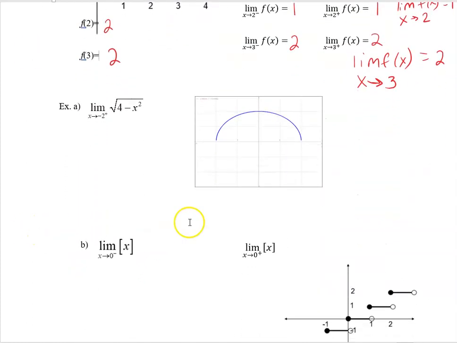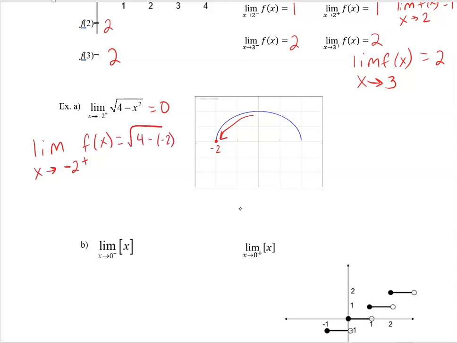The next example, we're looking at this graph of the square root of 4 minus x squared. As I approach negative 2 coming from the right, so negative 2 is here, so approaching it from the right means I'm following the graph this way, and that intersects the x-axis right there. That would in fact be 0. You can still use direct substitution even when it's a one-sided limit. So in this example I could have said, what is the limit as x approaches negative 2 from the right, and we would have substituted in the negative 2, and that would have worked as well.